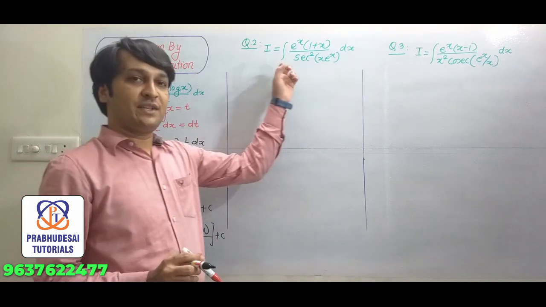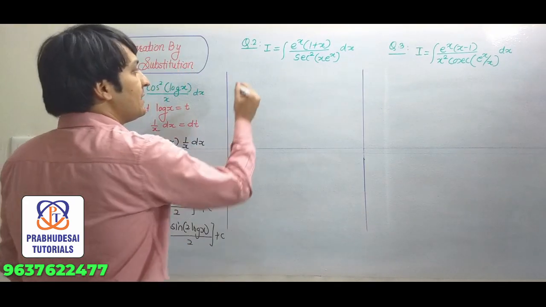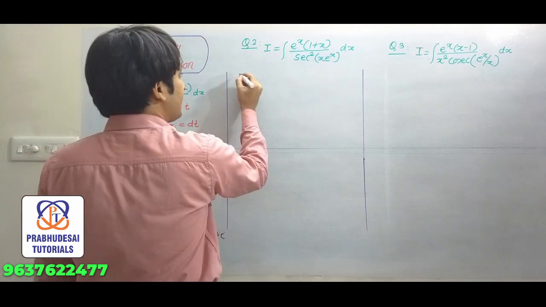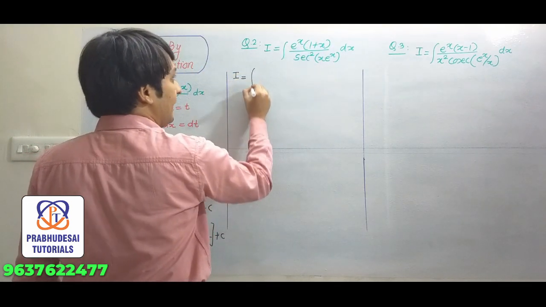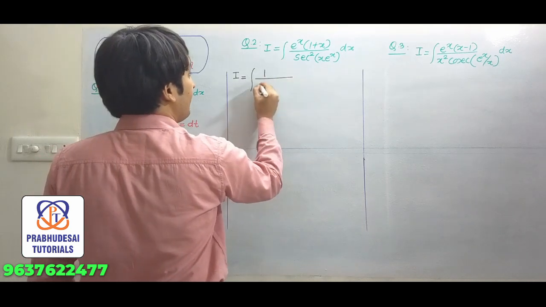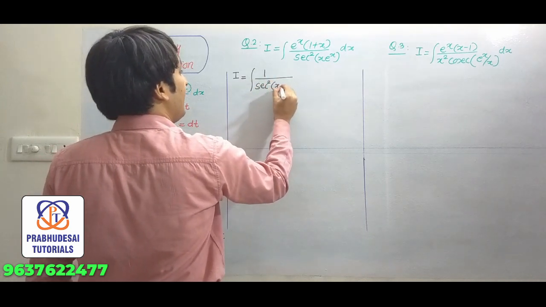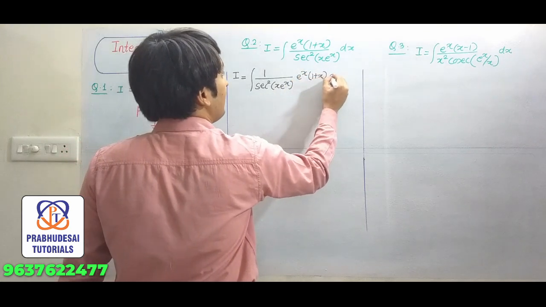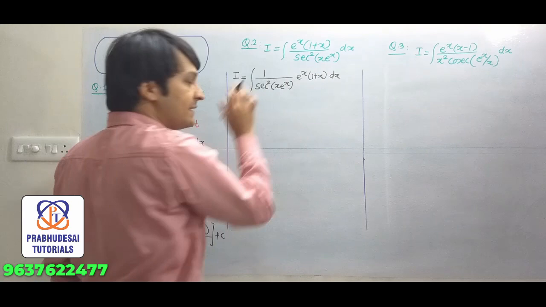Check next now this one. Check how to solve this. So I is equal to, this is given. Check this, how I am going to write this. I will rewrite this I. Integral 1 upon sec square of x e raised to x into e raised to x into bracket 1 plus x dx. I am just writing this together, this separate.